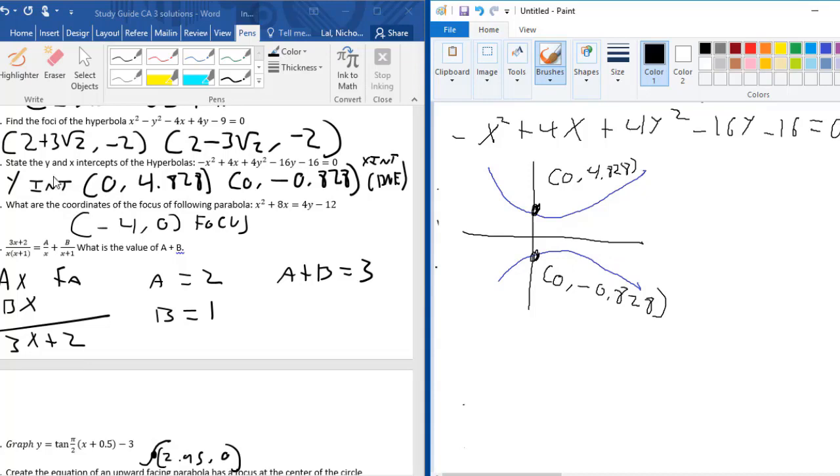And as we see for 17, that's what I wrote for the y-intercept: 0, 4.828 and 0, negative 0.828. For the x-intercept, I just wrote DNE, because if we see right here, the hyperbola would only have an x-intercept if it crossed the x-axis, but it doesn't. So it doesn't exist.